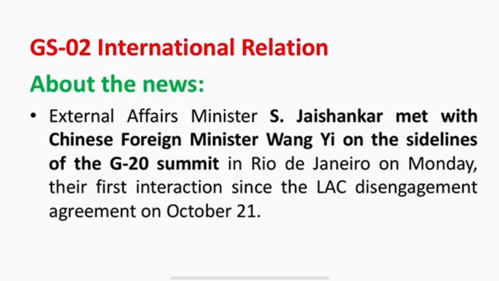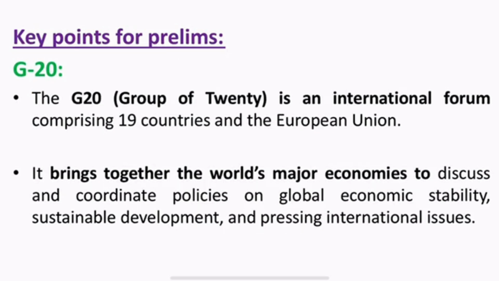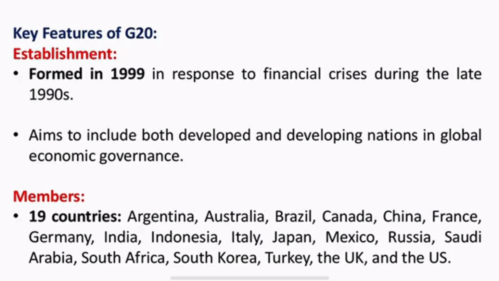G20. This comes under GS2 international relations. The G20 summit happened in Rio de Janeiro. G20 is an international forum comprising 19 countries and the European Union. It brings together the world's major economies to discuss and coordinate policies on global economic stability.